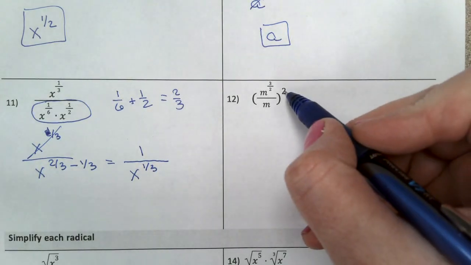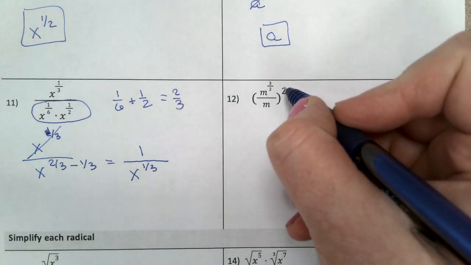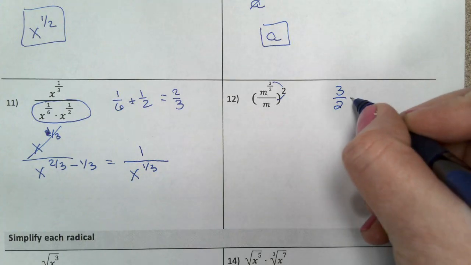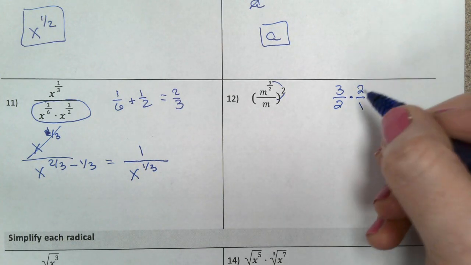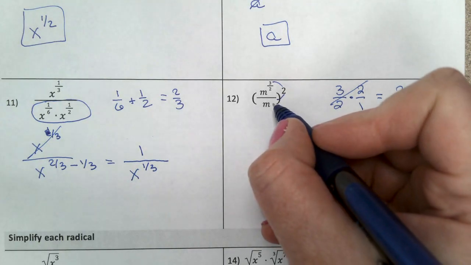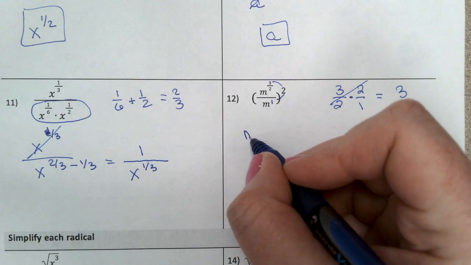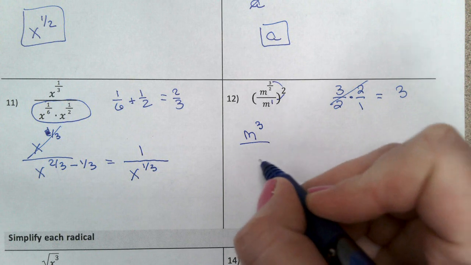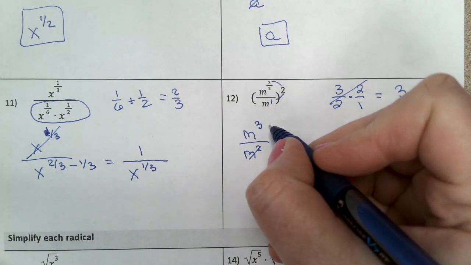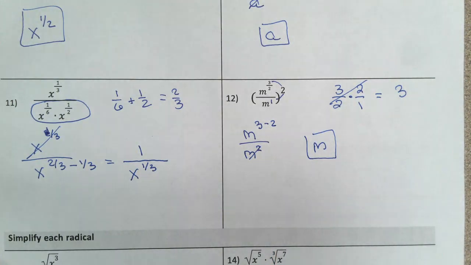All right, but number 12. When you have an exponent raised to an exponent, that's when you're going to multiply them. So you have to distribute that to both of them. So I have 3/2 times 2/1. Those cancel out and you get 3. And then when you distribute it to the bottom, there's an implied 1 there, so that's just going to be a 2. So that means that I have m to the 3rd divided by m to the 2nd. And when you divide, you subtract, and therefore my answer is m.